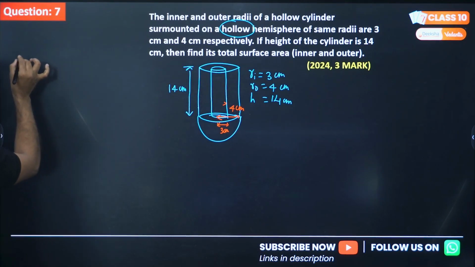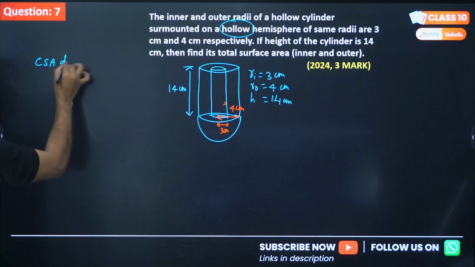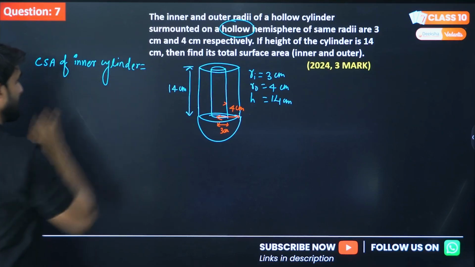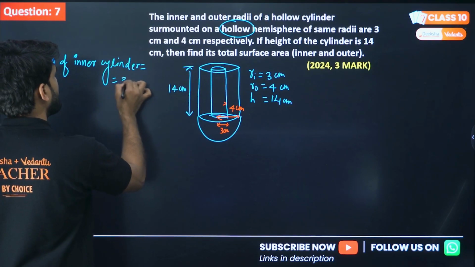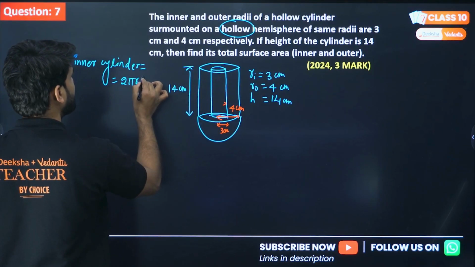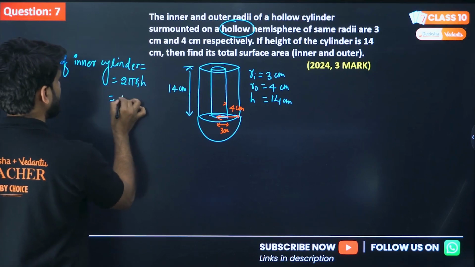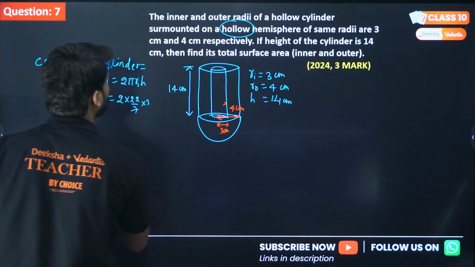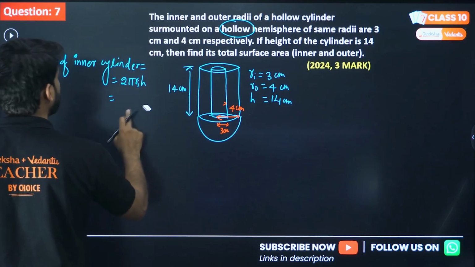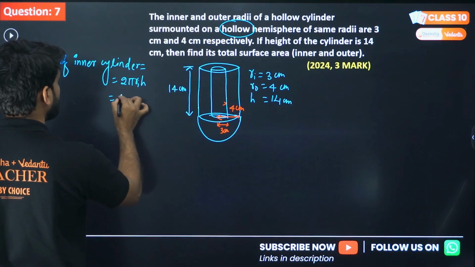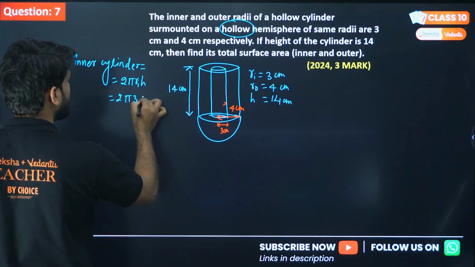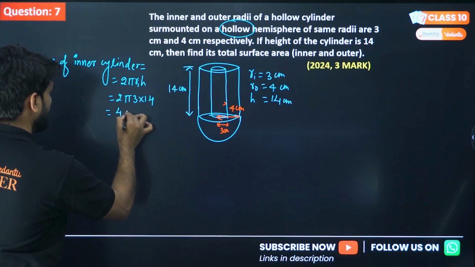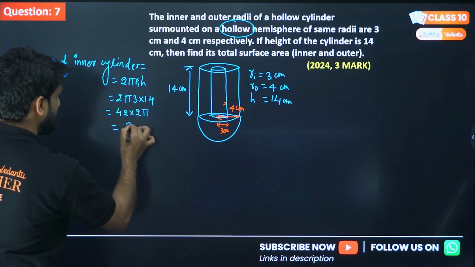Look, for the total surface area, first find the curved surface area of the inner cylinder. The curved surface area is 2 pi r h. For the inner cylinder I am using the radius Ri. So just leave it in the form of pi. At the end we will put the value of pi, because taking pi in the initial step the result will be very complex. So 2 pi, the inner radius is 3 and the height is 14. So this will be 42 into 2 pi, which is 84 pi.